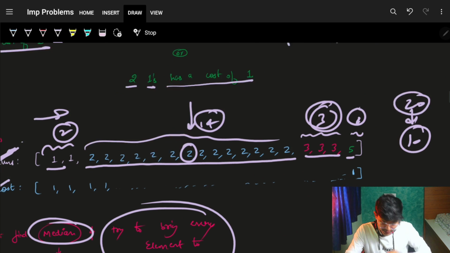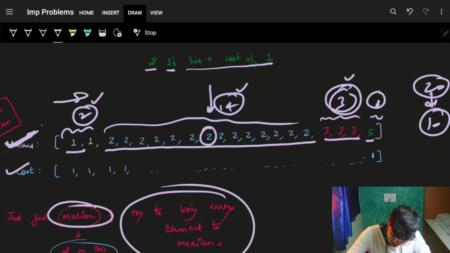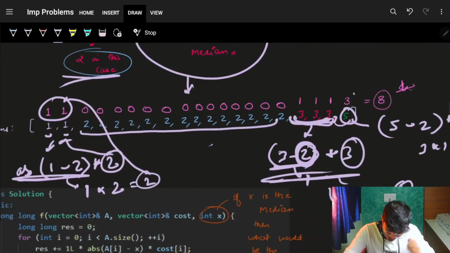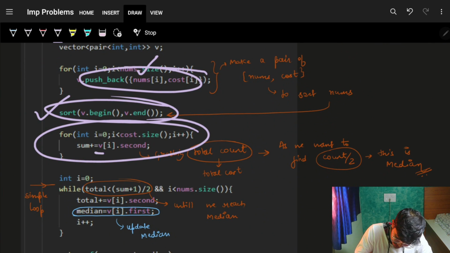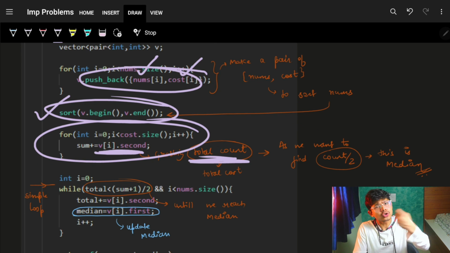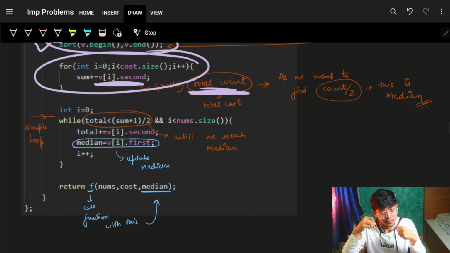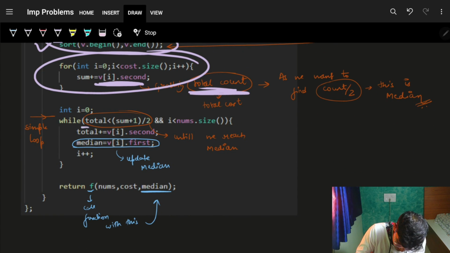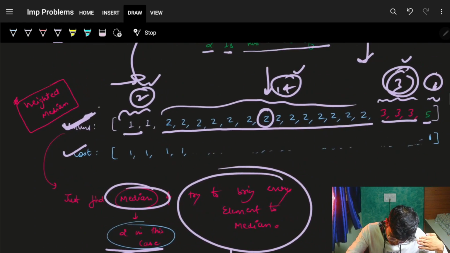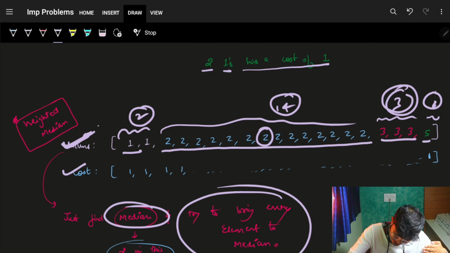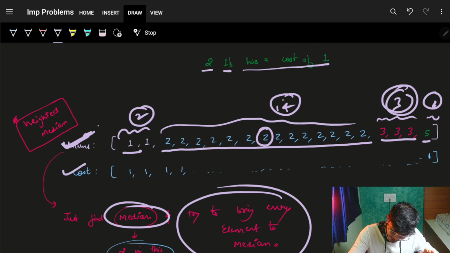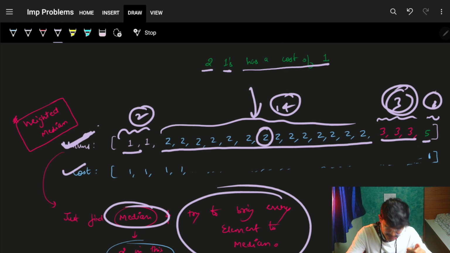So the costs are 2, 3, 1, 14. I will go and add a sum of my cost itself, which is vi dot second, which is nothing but the cost. That gives me the total count, which is the total frequency of elements. Now, for sure, I want to find the median. As I showed you, I will keep on going. I know my median is the 10th. So I keep on going: 2, okay, it's done, it's not the median. 8, 14. Oh, my median is nothing but here itself.